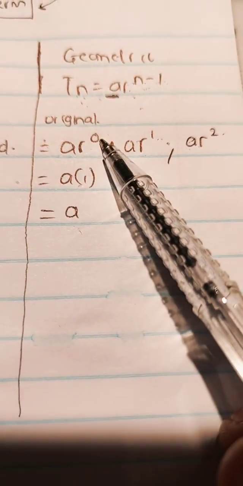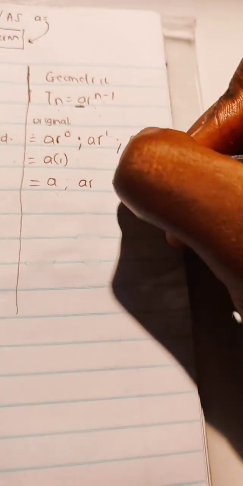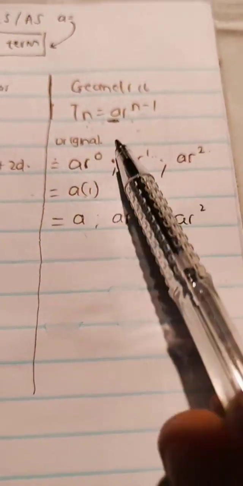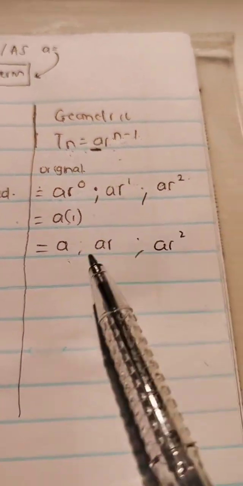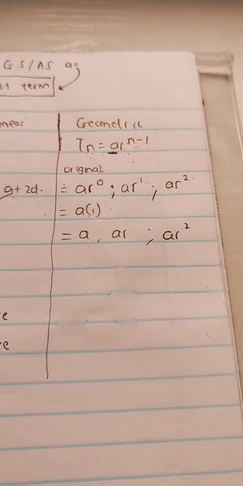So AR to the power 0, that's A. The first term is A. The second term is AR. The third term is AR squared. So these are the terms of our geometric sequence in terms of A and R. Does that make sense? Guys, please, this is important.